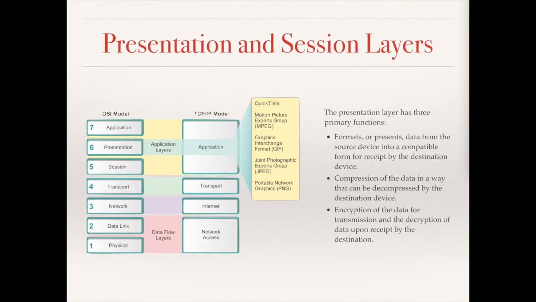Presentation and session layers. Mainly, the presentation layer has three primary functions. It formats or presents data from the source device into a compatible form for receipt by the destination device. It handles the compression of the data in a way that can be decompressed by the destination device, and it encrypts the data for transmission and decryption of data upon receipt by the destination. The presentation layer formats for the application layer, and it sets standards for the file formats. Some examples are MPEG and QuickTime for video, and GIF and JPEG for graphics.